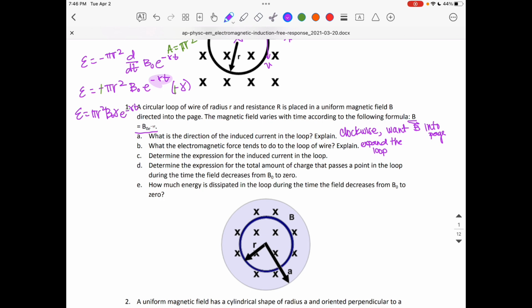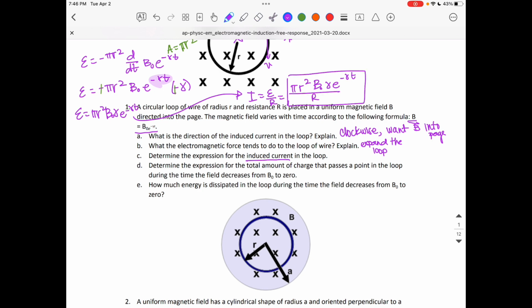I know that's kind of squeezed in there. That's not our answer though. It's asking us for the induced current. So to save room, let me continue this equation over here. Current is EMF over R, which is equal to pi little r squared, radius squared, B naught gamma e to the negative gamma t all over R.